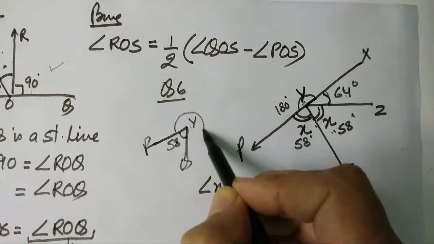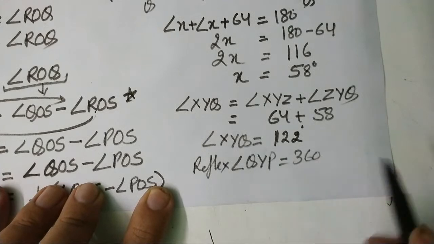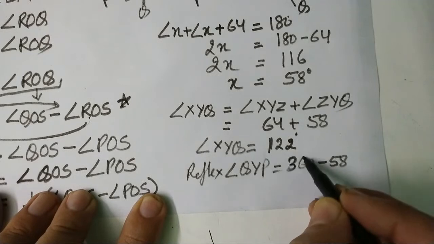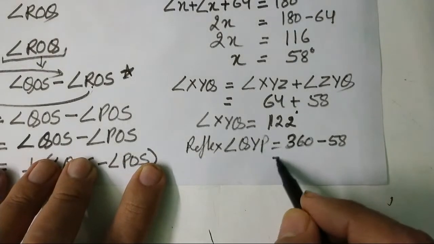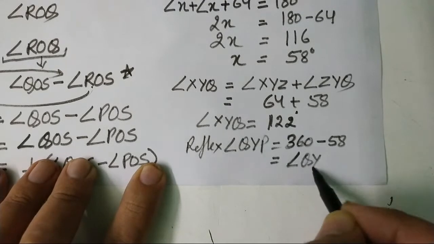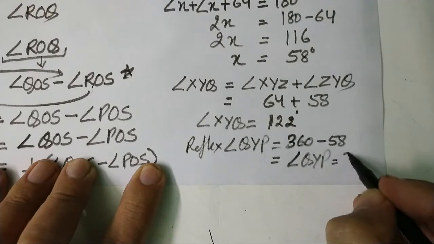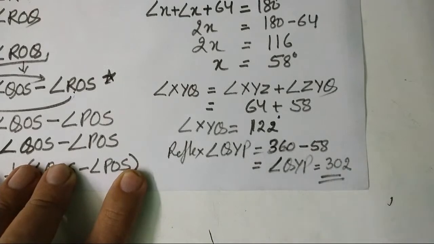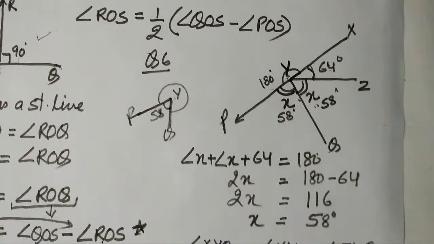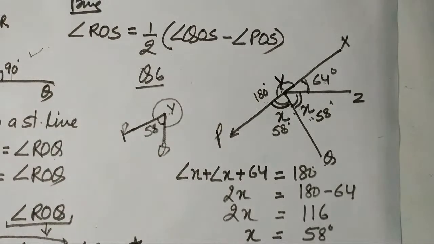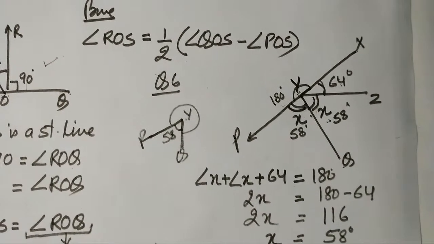Therefore, what will be the reflex angle? Just 360 minus 58. You will just do the subtraction of this from 360 to get the answer. Angle QYP is equal to 302. So this is the second answer. So hope you have understood. This was based on the straight line and reflex angle property. Revise these two, they are very important questions of the exercise.